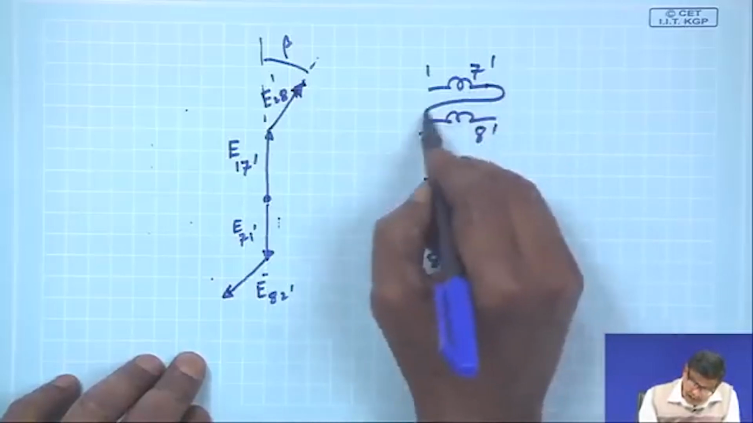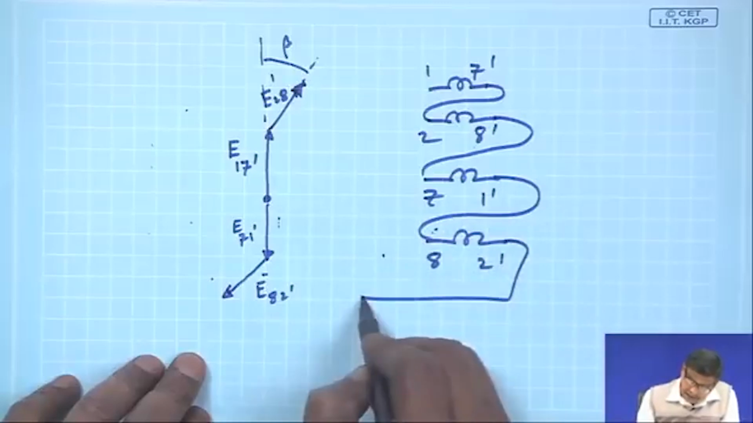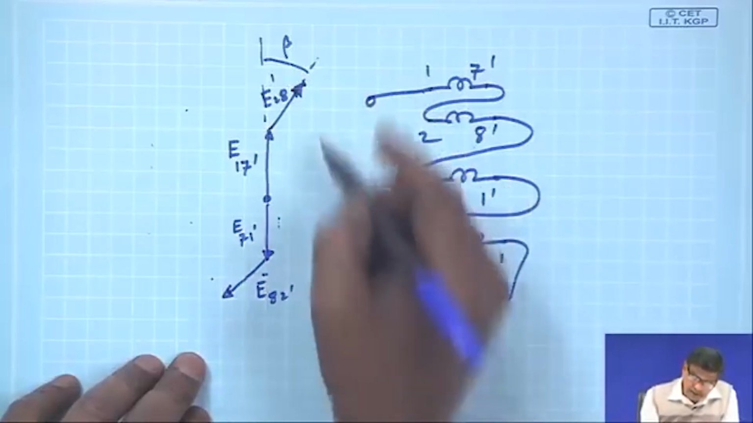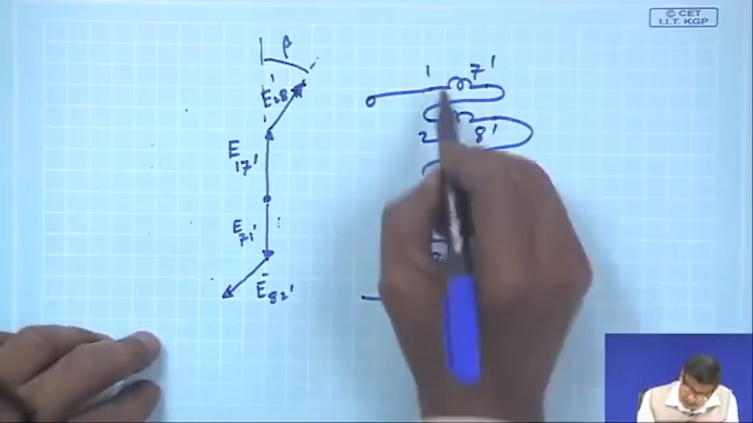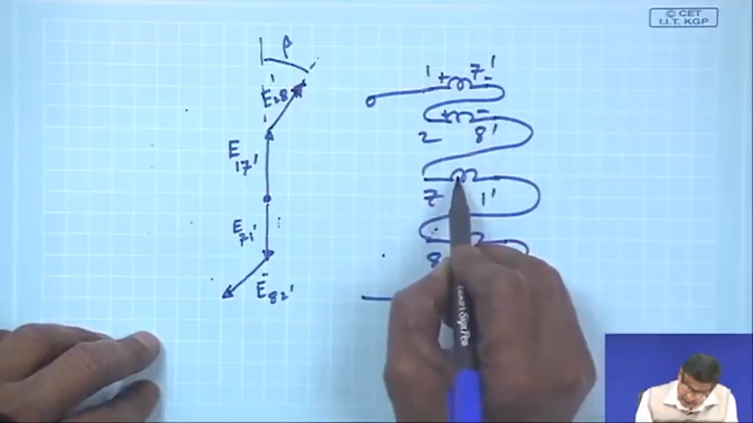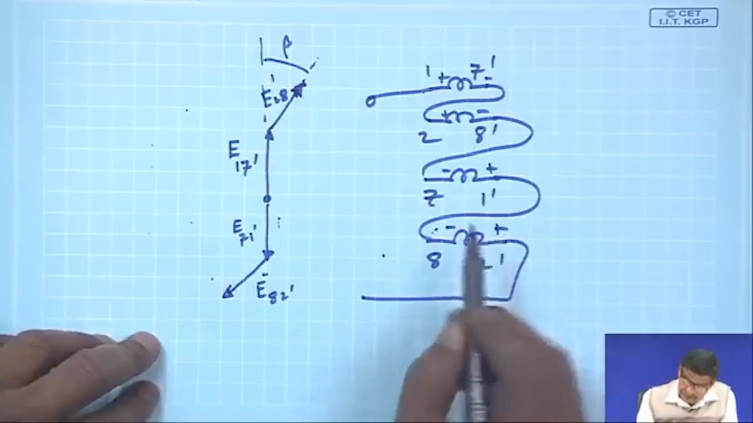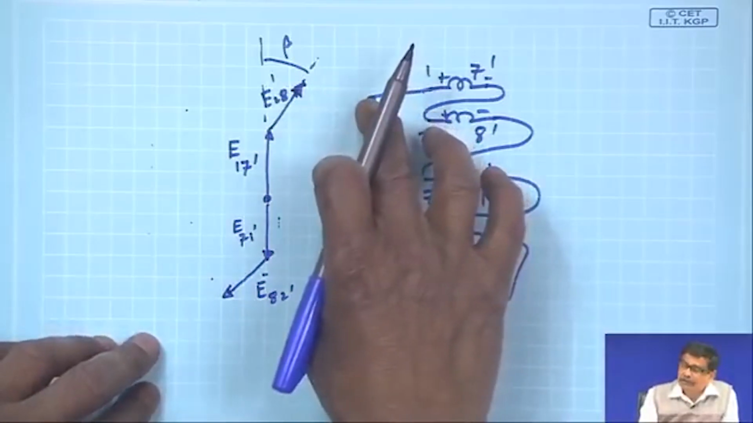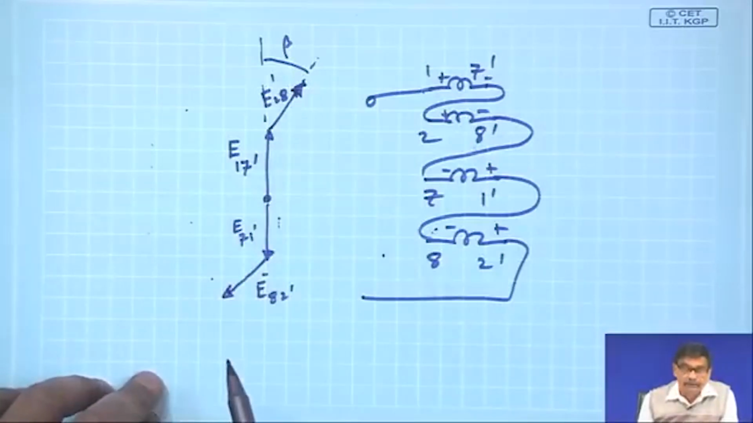If you just blindly connect like this and claim that these two are R phase terminals, then you are gone. Gone means these are plus minus, these are plus minus, and this is minus plus, this is minus plus. What will be the voltage between these 2 points? 0. And your phasor diagram also tells this.